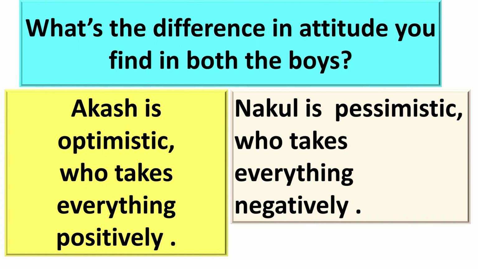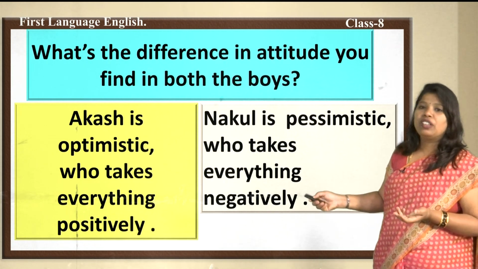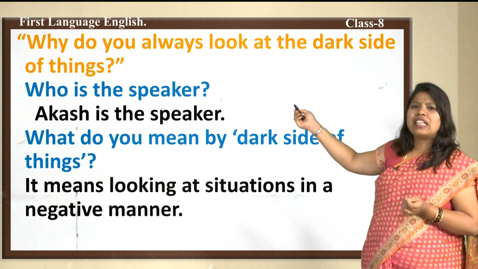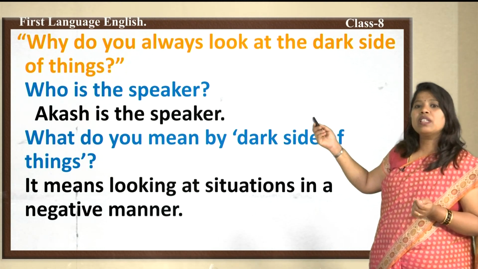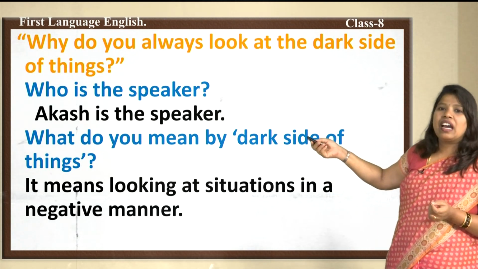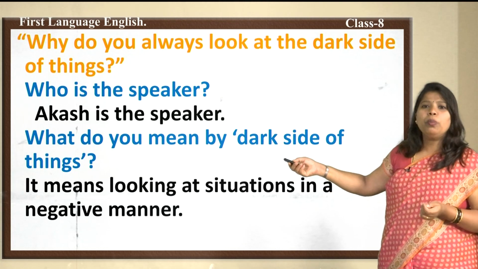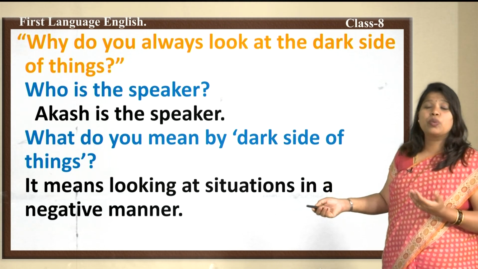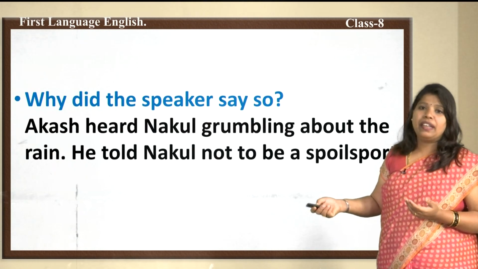So, you are saying it is going to rain. So, this is the pessimistic attitude of Nakul. So, why do you always look at the dark side of things? So, who is the speaker here? It is Akash who is the speaker. What do you mean by dark side of things? It means that you are looking at situation in a negative manner.